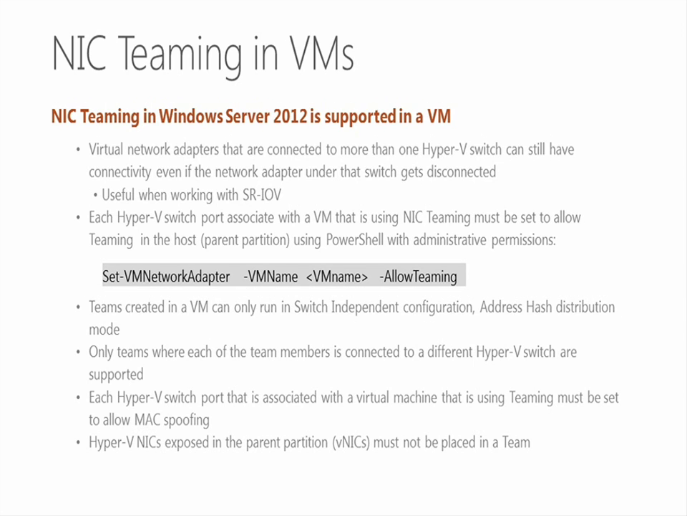Only teams where each team member is connected to different virtual machines are supported. Each Hyper-V switch port that's associated with the virtual machines, that then teaming must be set to allow the MAC spoofing. Right? Because you got to think about how you have multiple guest operating systems using the same network card, and what are you going to do for your different IP addresses?